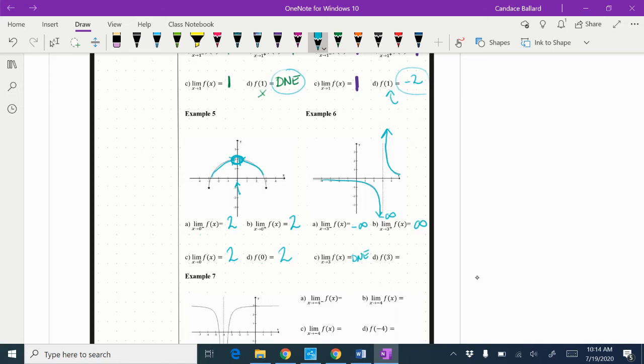And then also looking for a value at 3, that dashed line is representing an asymptote. So there is no line at 3, so no value at 3. So this also does not exist. Actually, instead of saying does not exist, I should have probably written undefined. Did they have that on the other one too? No, there it says doesn't exist. Either one's fine. So you can write it either way.